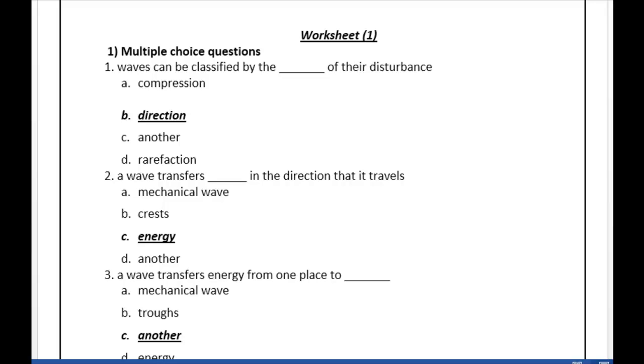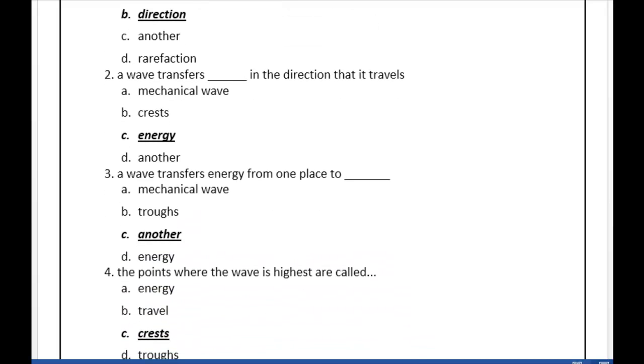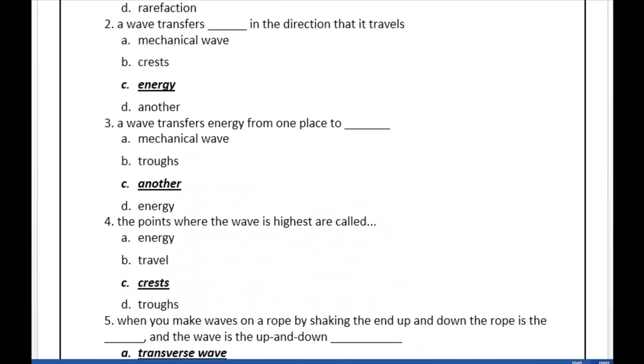Number 2, a wave transfers what in the direction that it travels? The wave transfers what? Energy. Number 3, a wave transfers energy from one place to what? To another. Okay. Number 4, the point where the wave is highest is called crest or trough.